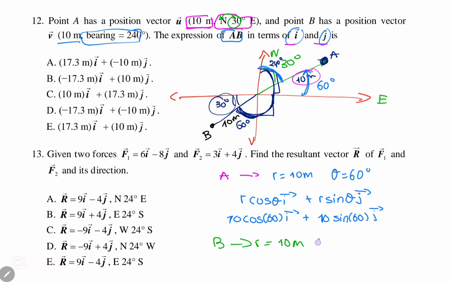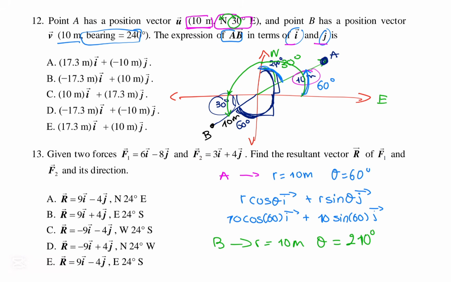The r is 10 meters and theta is how much? Theta is measured from my positive x-axis, so it's 90 degrees plus 90 degrees plus 30 degrees. So that's 90 plus 90 plus 30 degrees, which is all in all 210 degrees. So my theta is 210 degrees.